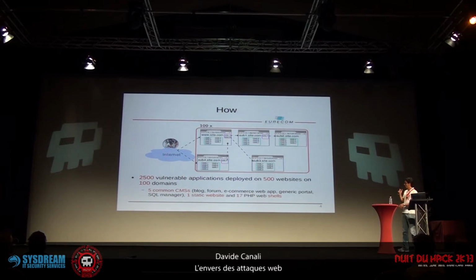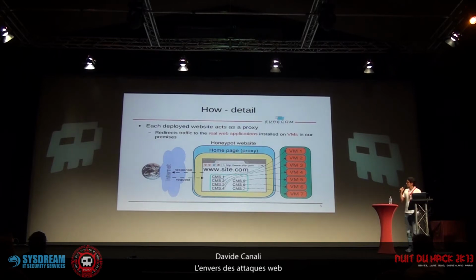And we installed on each of these 500 websites 5 common content management systems, among which a blog, a forum, an e-commerce web application, a generic portal such as Joomla, and a SQL manager, plus one static website along with 17 PHP web shells that allowed the attackers to log into the web shells and try to mess with the static websites to perform, for example, a defacement or whatever they wanted.